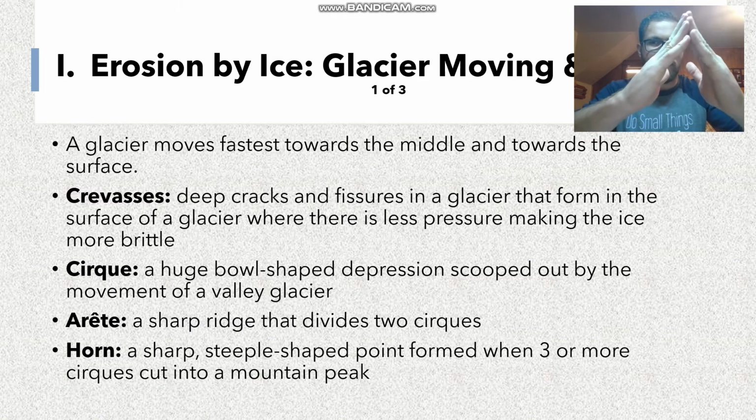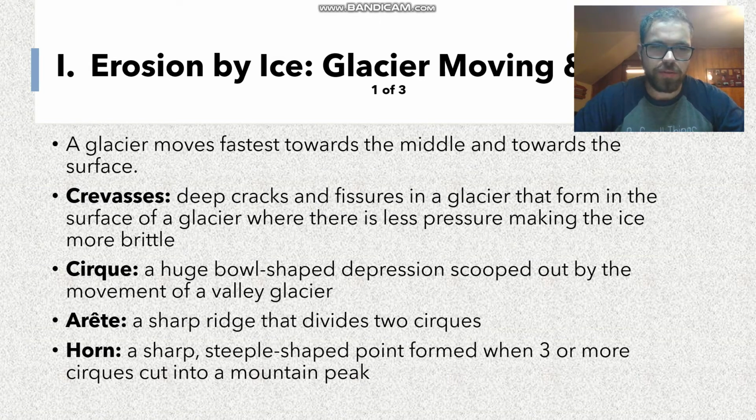And when you have multiple cirques or multiple glaciers going down a mountain, sometimes they'll form a peak that's very pointy, and we call that a horn. It's a sharp, steeple-shaped point formed when three or more cirques cut into a mountain peak. The Matterhorn in the Swiss Alps is a classic example of a mountain that has been shaped by glaciers and has a horn.